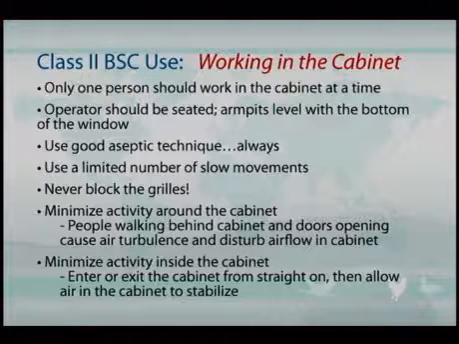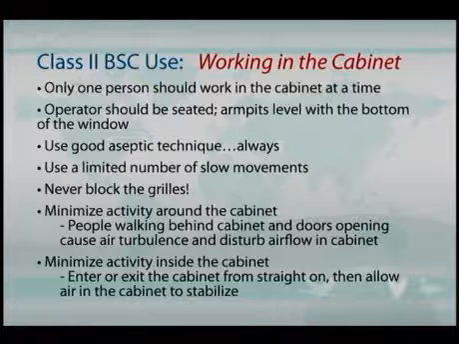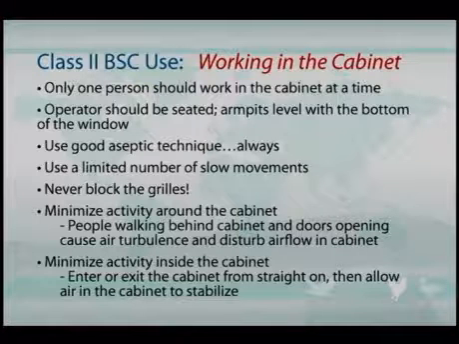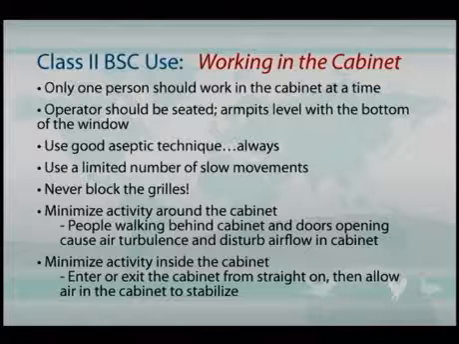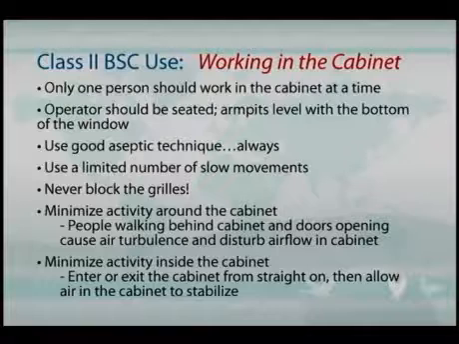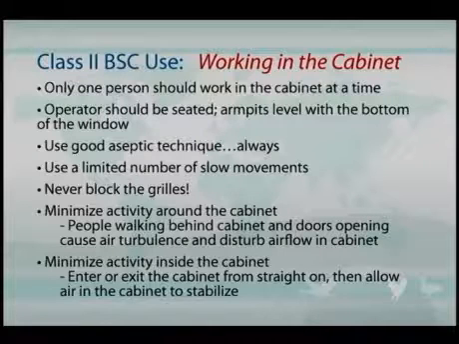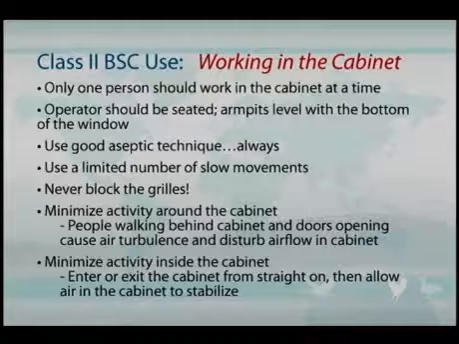So you want to use slow movements within the cabinet to prevent the disruption of the airflow in the cabinet. You should never place items or papers or pans that cover the grills to prevent the natural flow of air over the work surface.